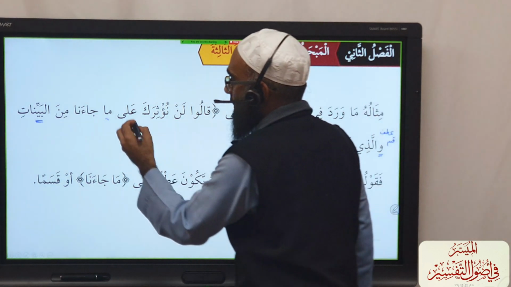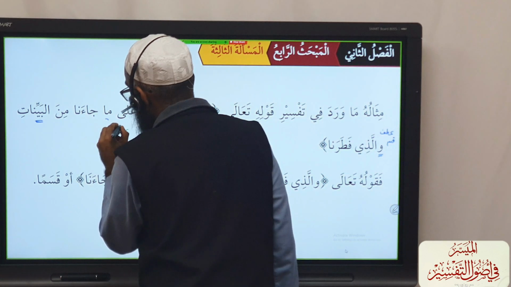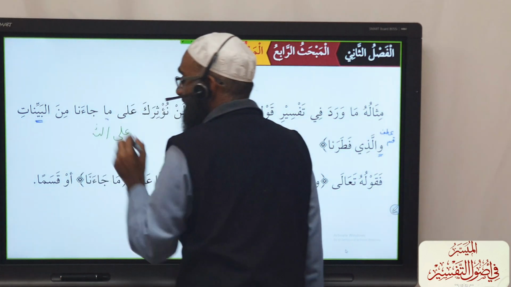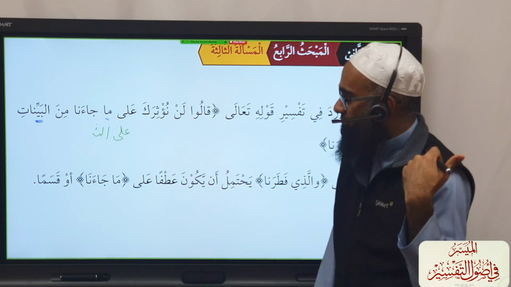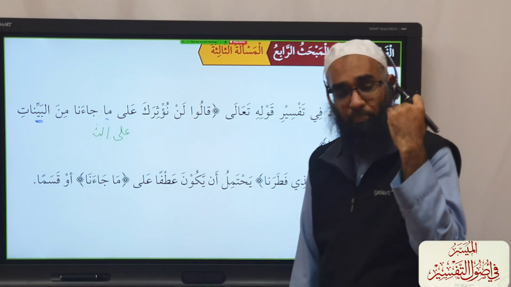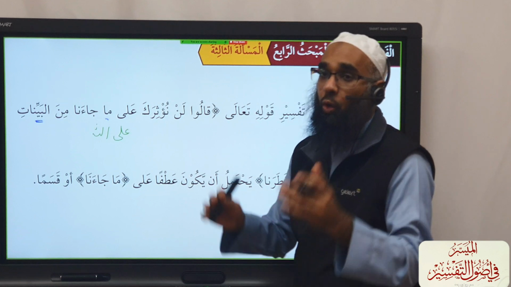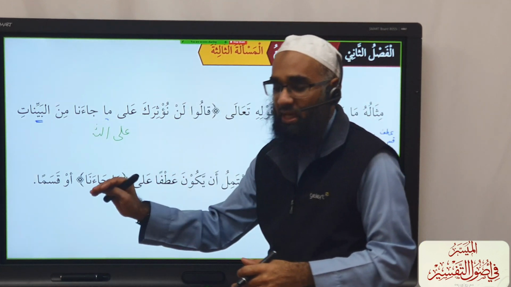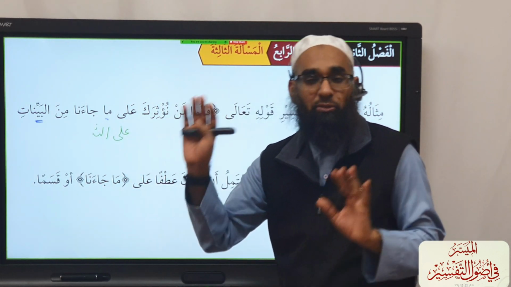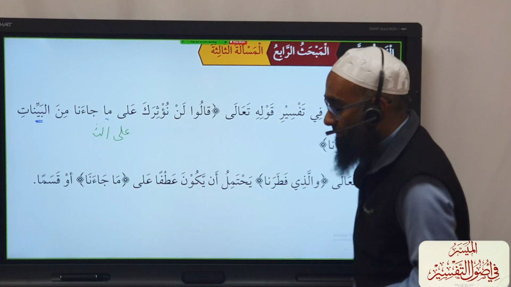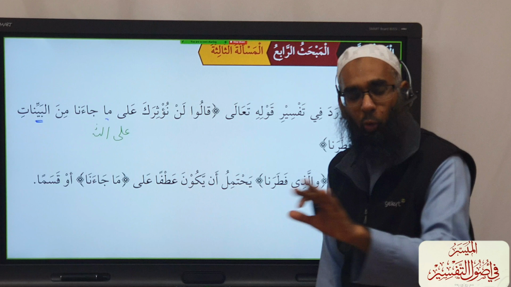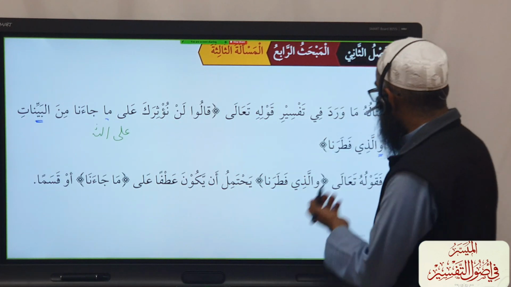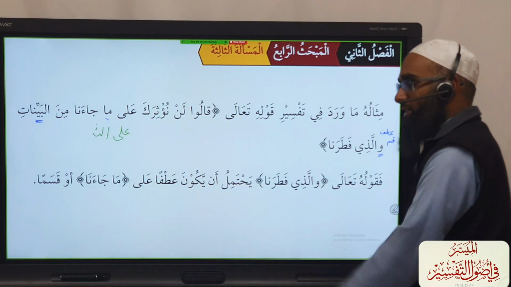It means we will never prefer you over what has come to us of the clear signs, and we will never prefer you over Allah. We will never give you, Fir'aun, preference, even if you try to warn us, scare us, kill us, crucify us. We will never give you preference over the signs that have come to us, over the verses that have come to us, and we will never give you preference over Allah subhanahu wa ta'ala. The second meaning is, we will never give preference to you. We will never choose you over the signs. Wallahi, walladhi fatarana, by the being who has created us.